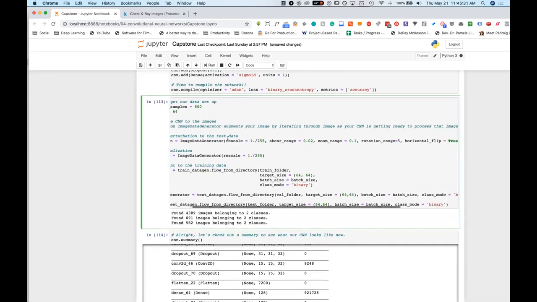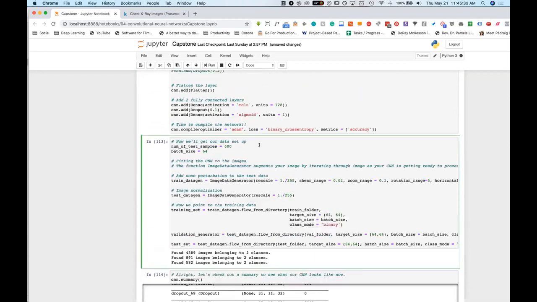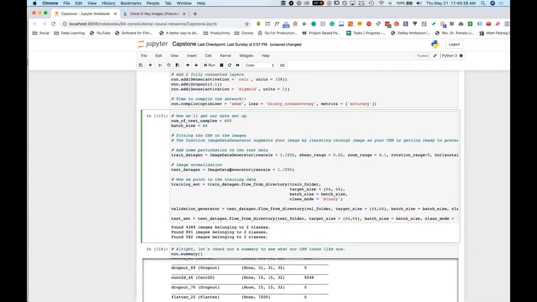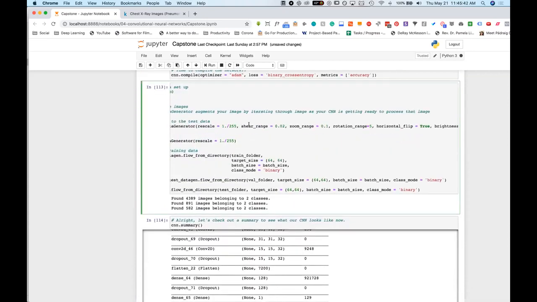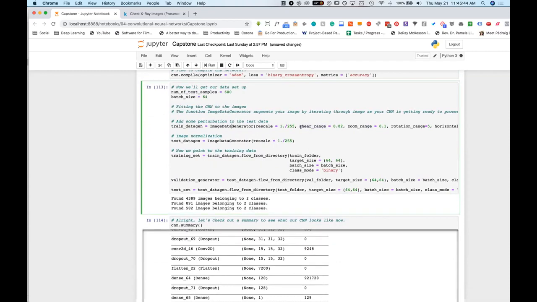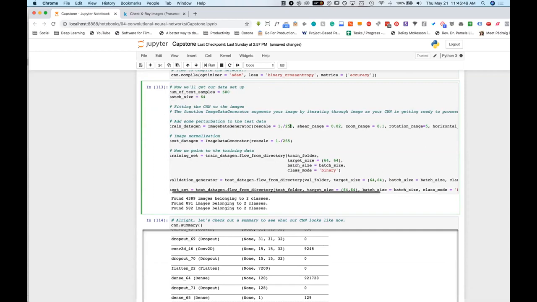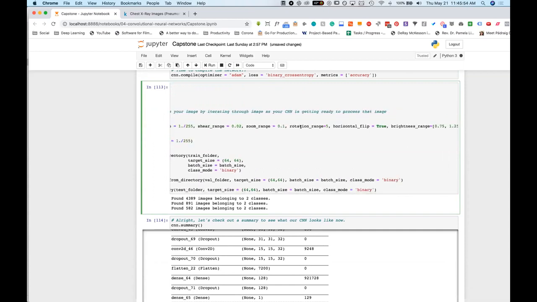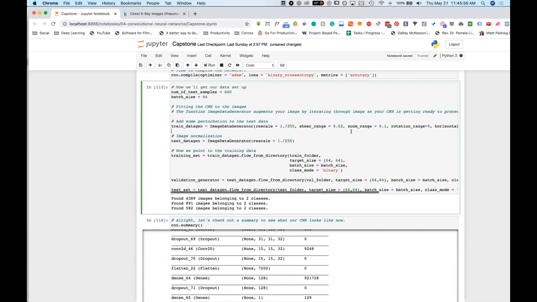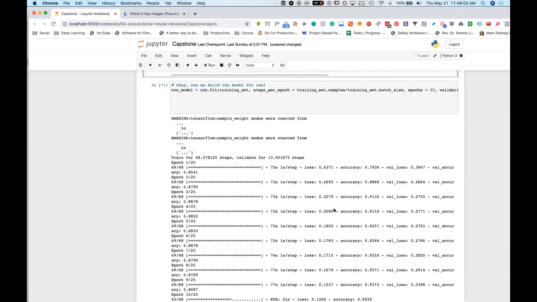This is the image data generator portion. I'm not sure why I did this after I set up the model, but I did for fun. So I set up a couple parameters for how it would generate and perturb the image. So I did some shearing, some zooming, a little bit of rotation and horizontal flip. Yeah, and then trained it.